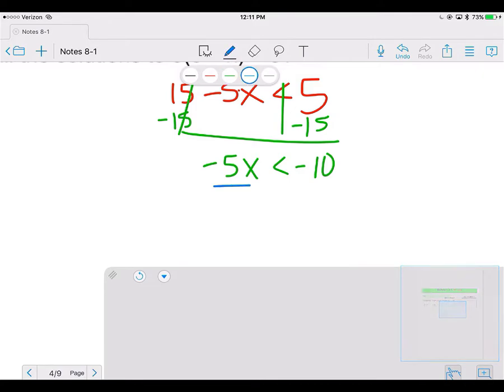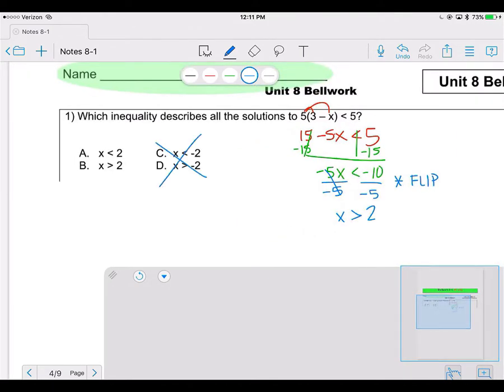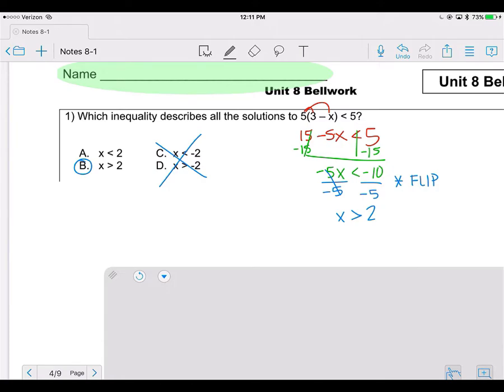And then divide both sides by negative 5. So x, flip my sign because I divide by a negative. And then negative divided by negative is positive. So x is greater than 2. We can automatically mark out C and D because those have negative 2's, and then the sign that matches is answer choice B.